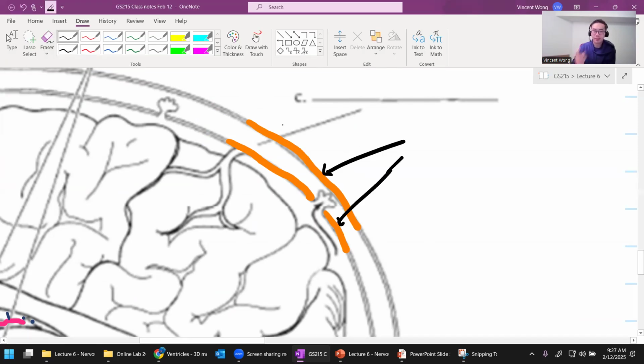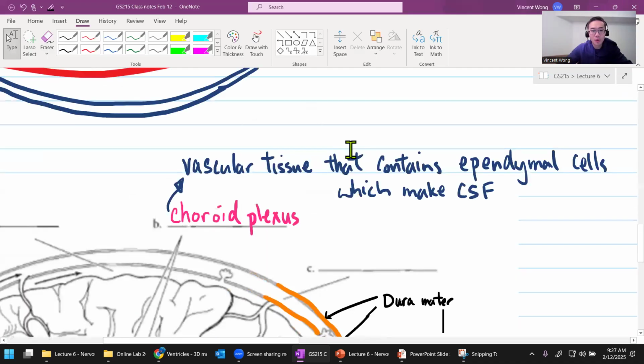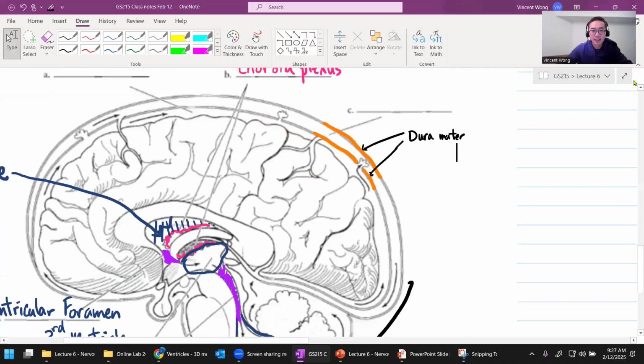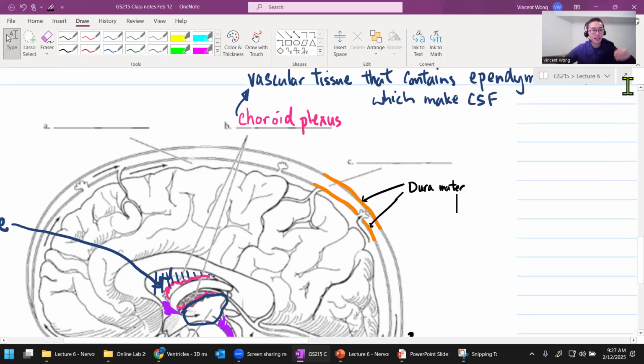The orange layers, that's actually the dura mater. They are separated because we're looking along the middle of the brain. And so, what should we put for C? What is the name of C? C is referring to the space between the separated dura mater. You can flip through the notes and see if you can find it.